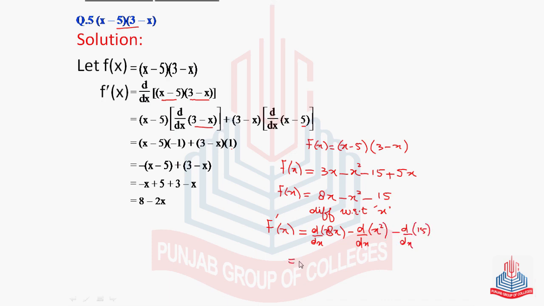Here we use our theorem d by dx of c into f of x. C will be as it is. So 8 will be as it is. Derivative of x is 1, minus derivative of x square by using the power theorem, that will be 2x to the power 2 minus 1, minus derivative of constant will be 0. So we have 8 minus 2x.